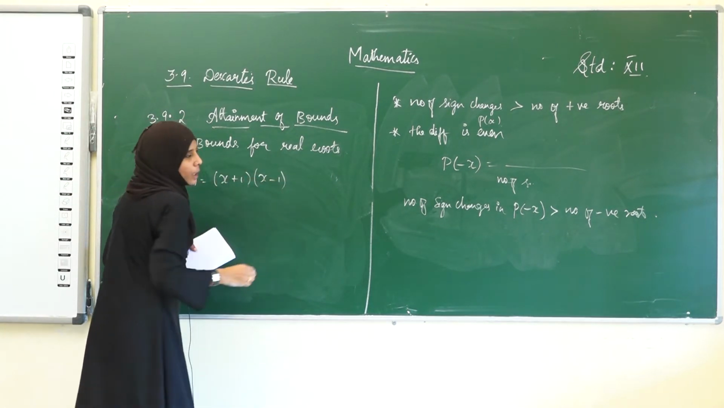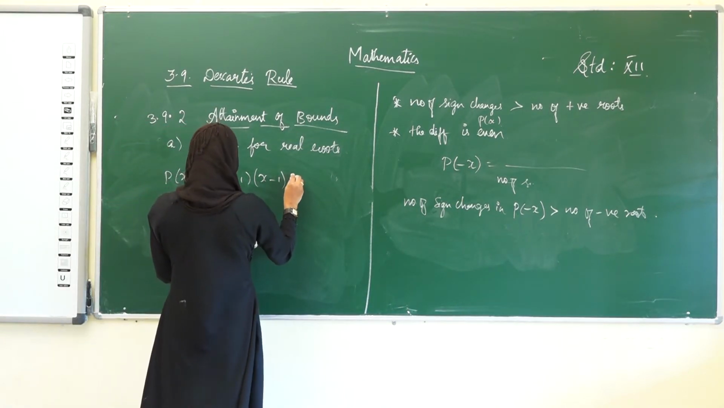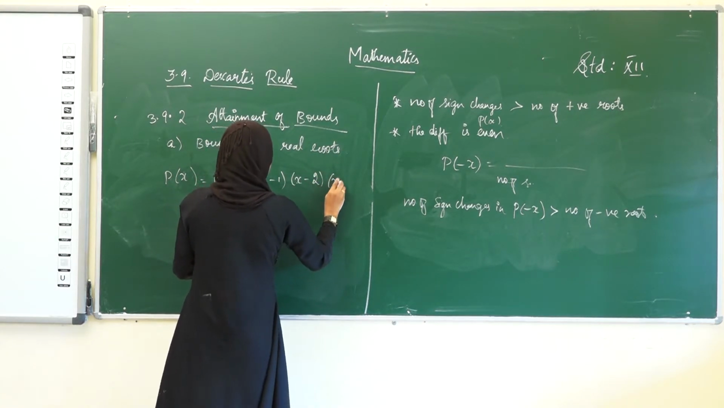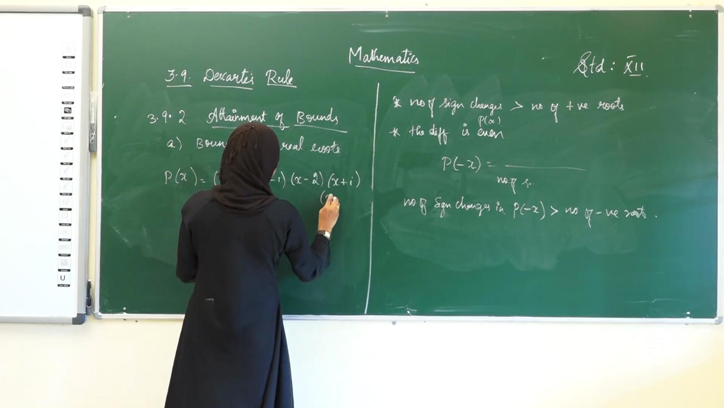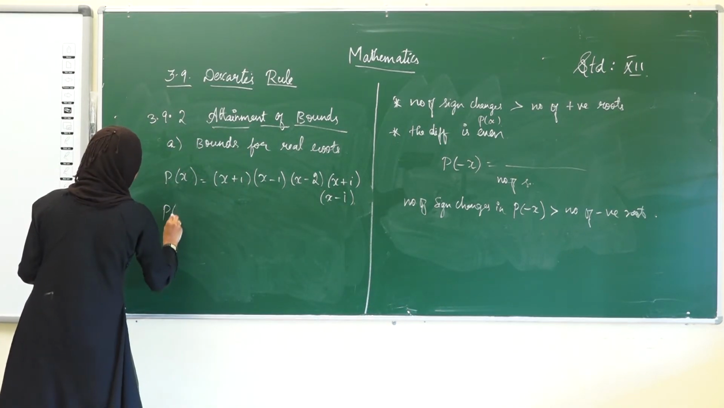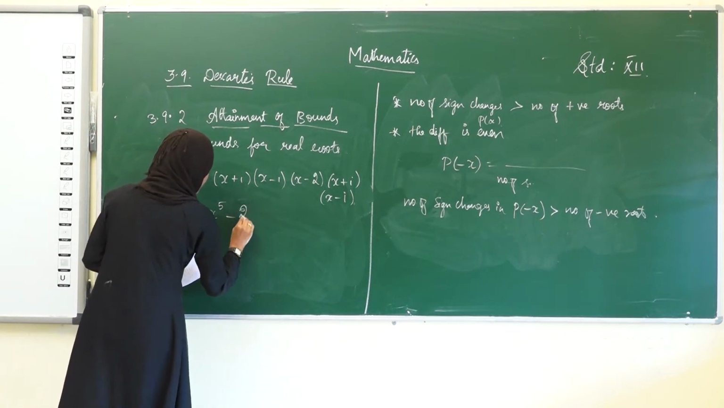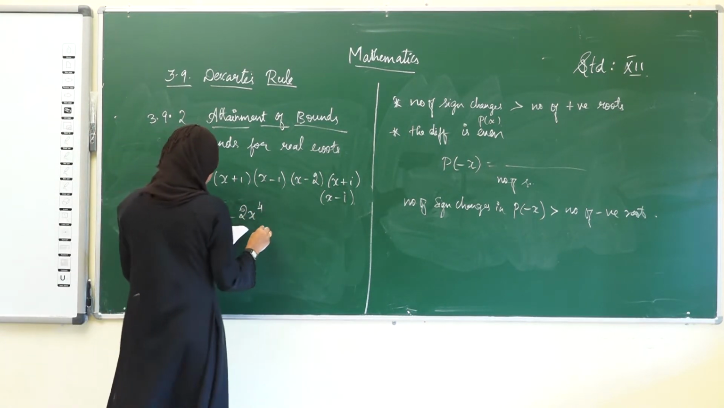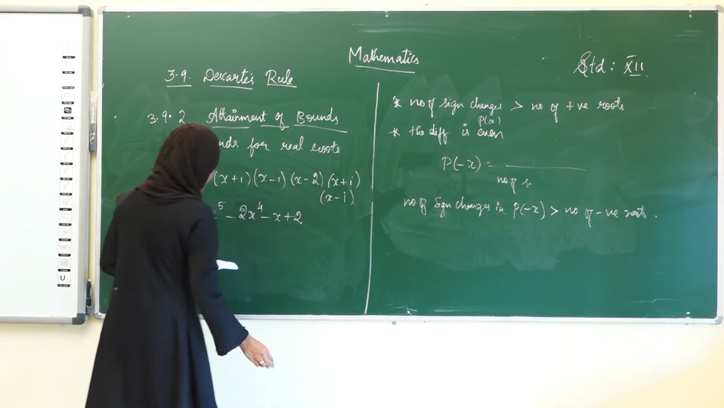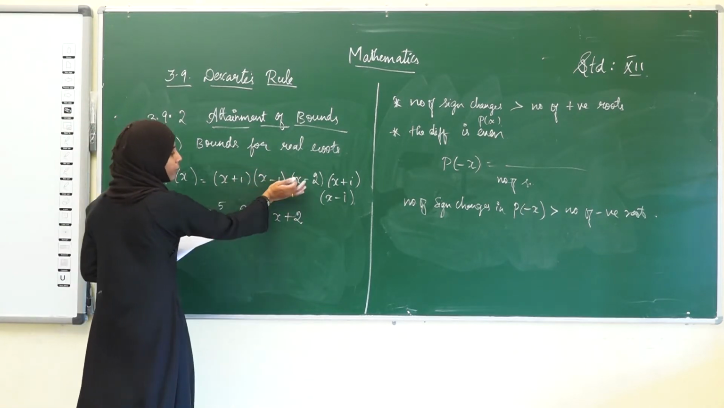They have given a factorization of the polynomial equation: x minus 2, x plus i into x minus i. Okay, so what's the polynomial? This is the polynomial, x power 5 minus 2x power 4 minus x plus 2. Okay, this is the polynomial. Here they have given the factorized form.